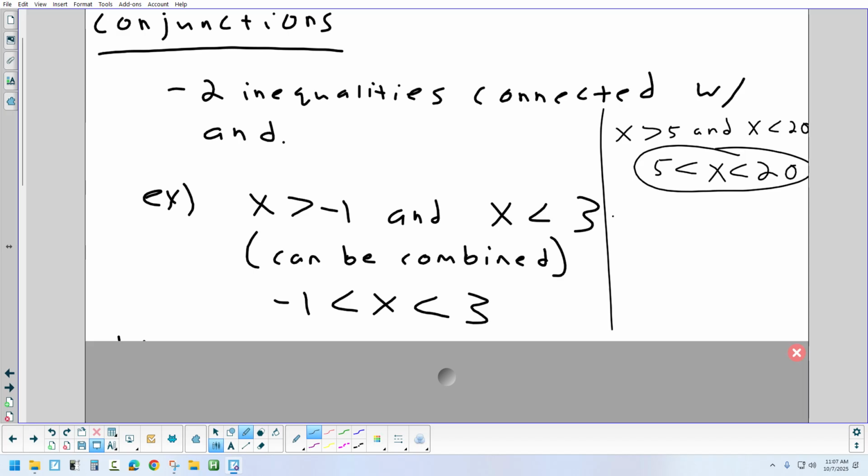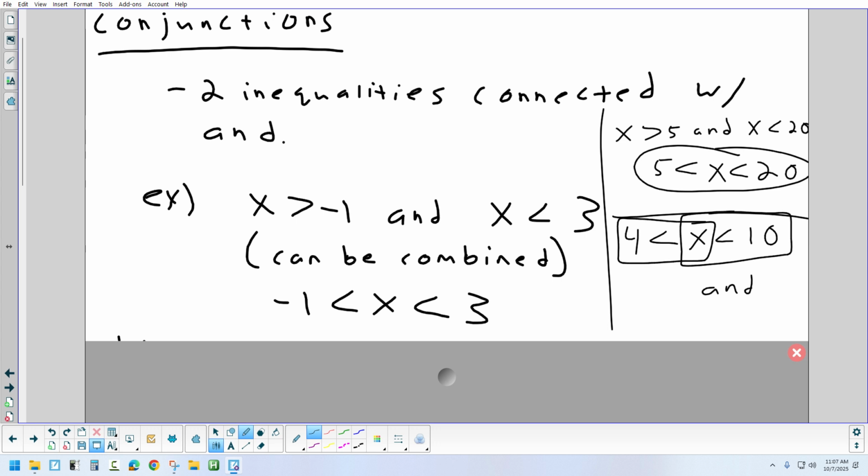Now, if you had one that's already combined, let's just pick some different numbers. Let's look at this one. And now I want to separate it. The way you separate it is here's your first one, and here's your second one. So the first one is x is greater than 4. And what's the second one? X is less than 10. There you go. So you can take something that's combined and split it, or take something that's split and combine it. Either way.